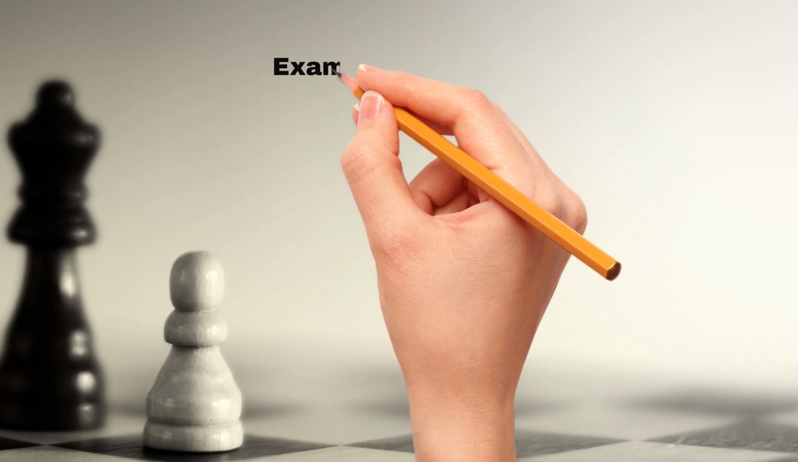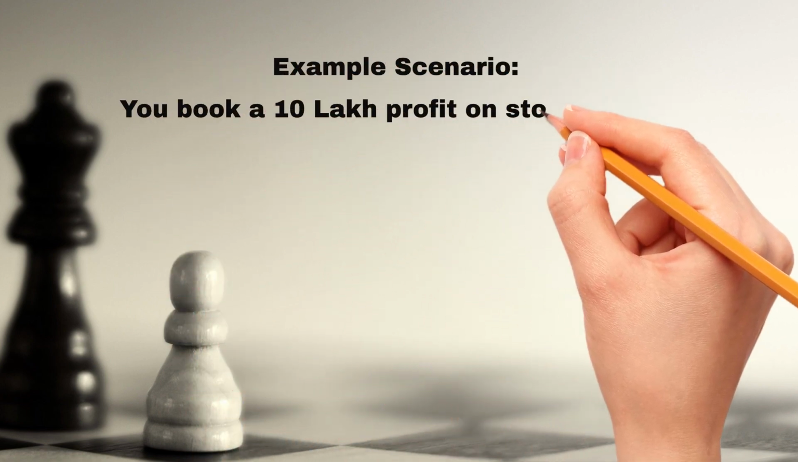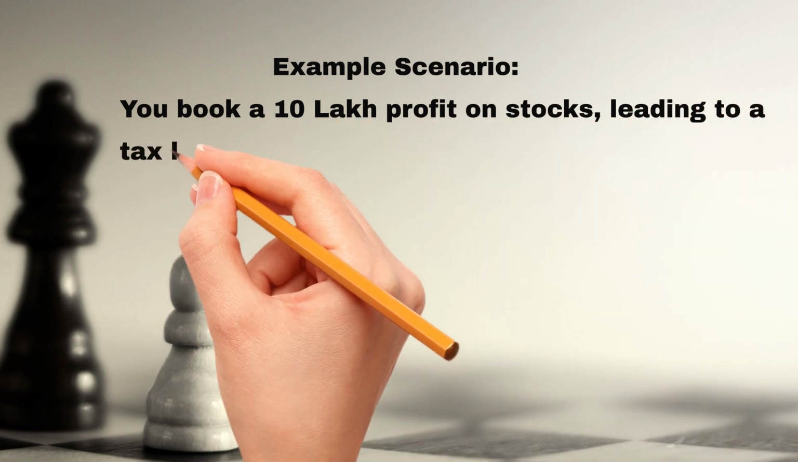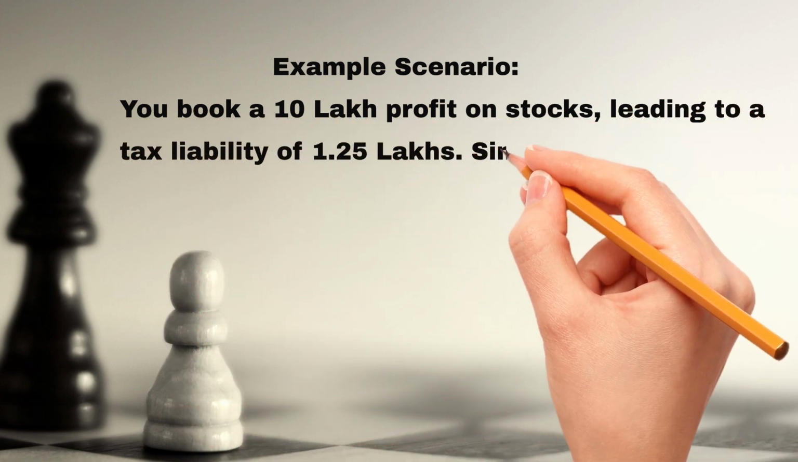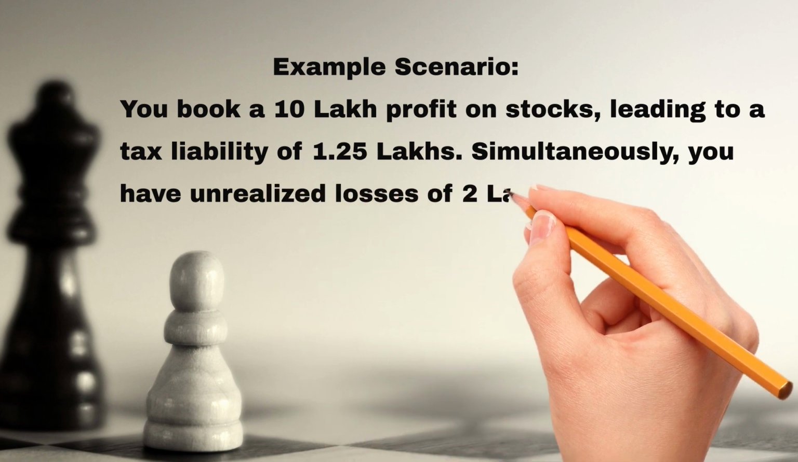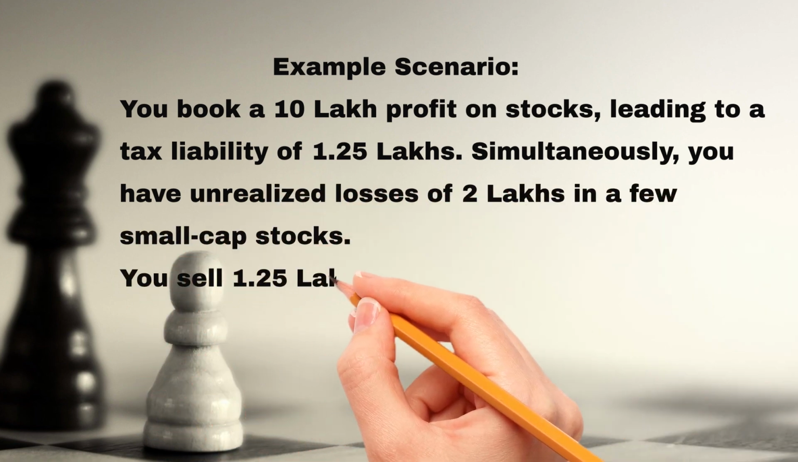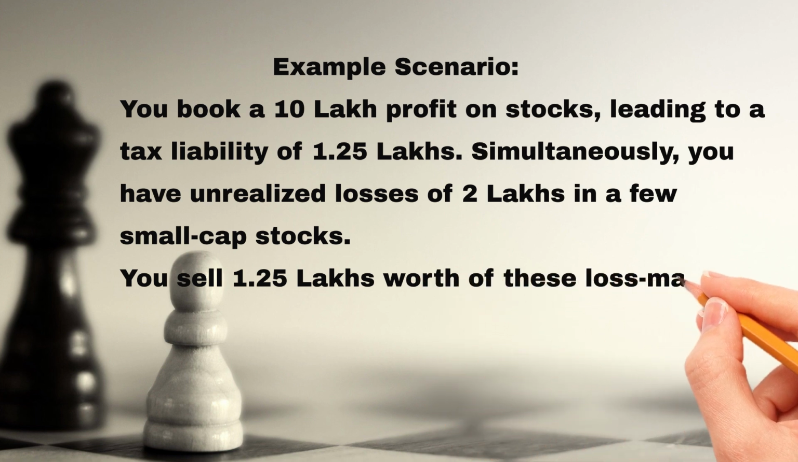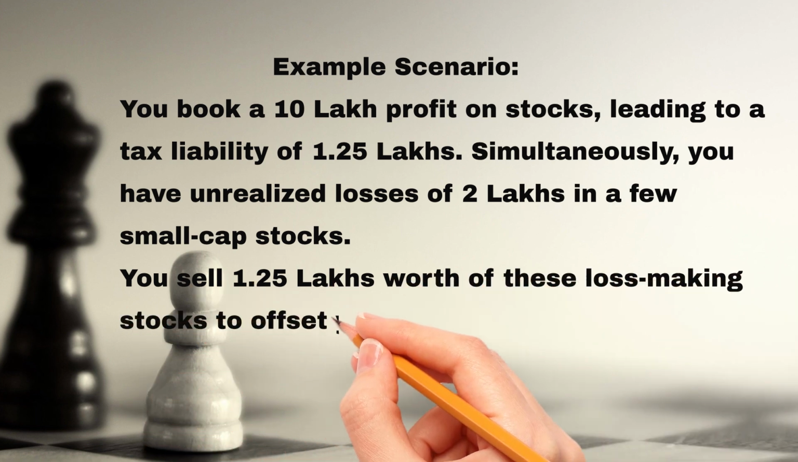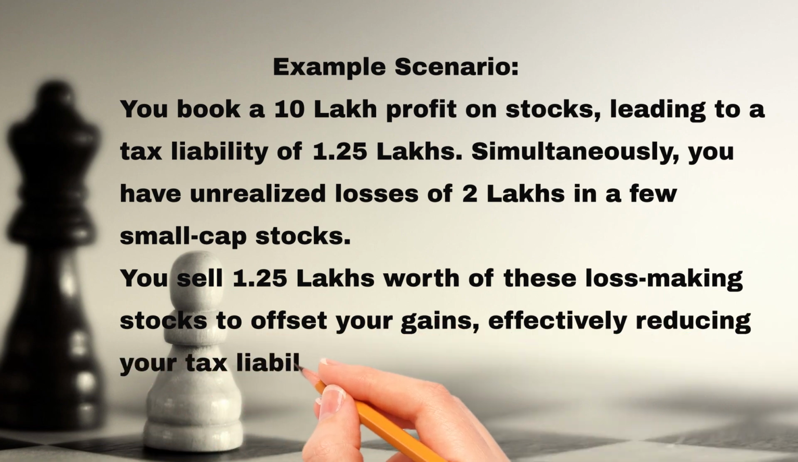Example scenario. You book a 10 lakh rupees profit on stocks like CAMS and CDSL, leading to a tax liability of 1.25 lakh rupees. Simultaneously, you have unrealized losses of 2 lakh rupees in a few small cap stocks. You sell 1.25 lakh rupees worth of these loss-making stocks to offset your gains, effectively reducing your tax liability to zero.